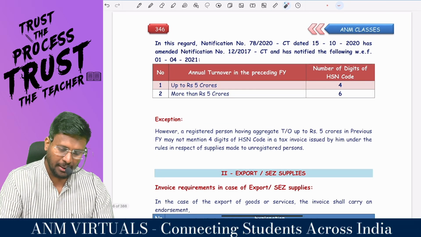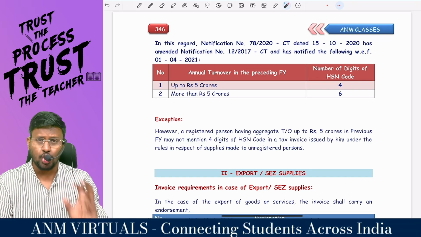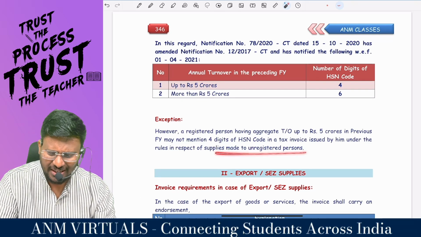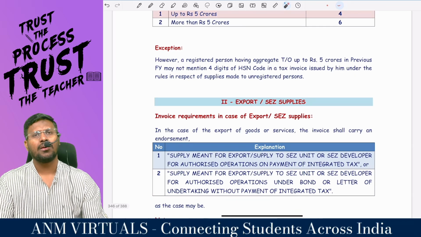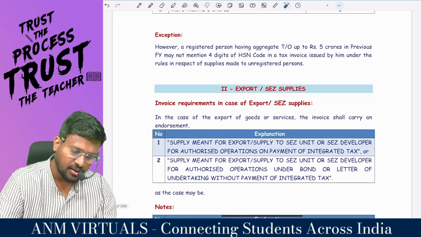Right, sir? But if your turnover in the immediately preceding previous year does not exceed 5 crore, and if you are supplying to an unregistered person, there is no need to mention the 4-digit HSN code. Okay, sir. Sir, next one.